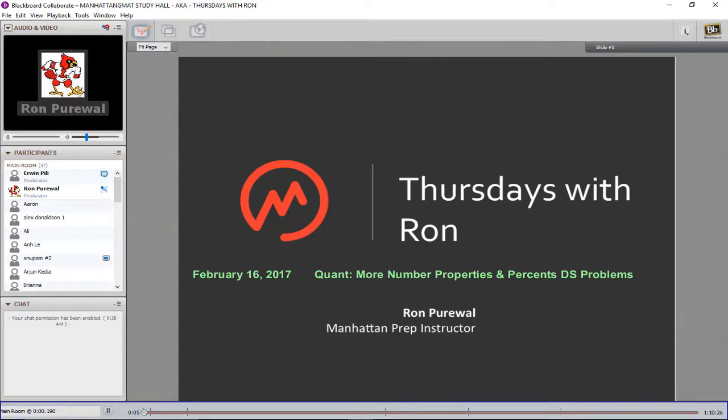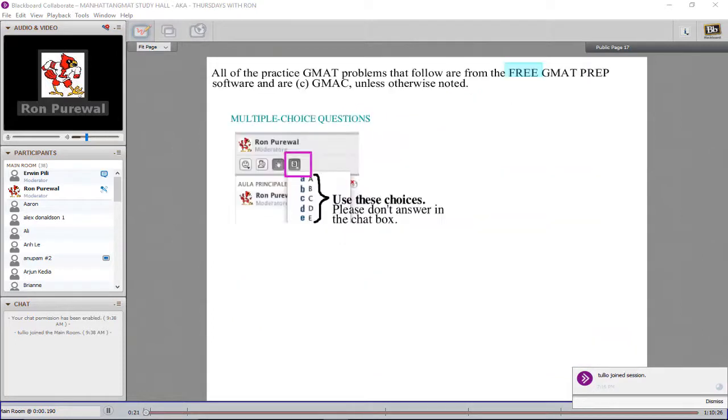Okay, this is February 16th. Doing some more quant questions. Number properties, percent. Same sort of theme that we had last time. We just went through the rules and regulations and nitty-gritties. And here's the copyright notice again.